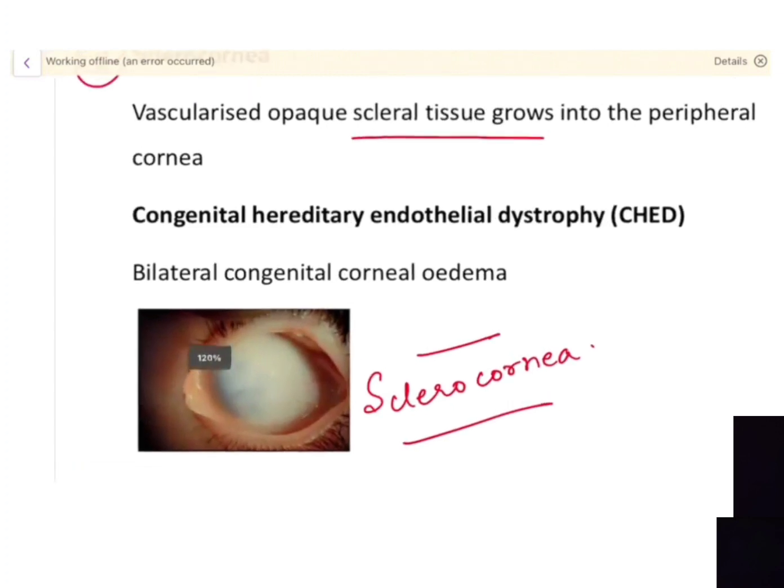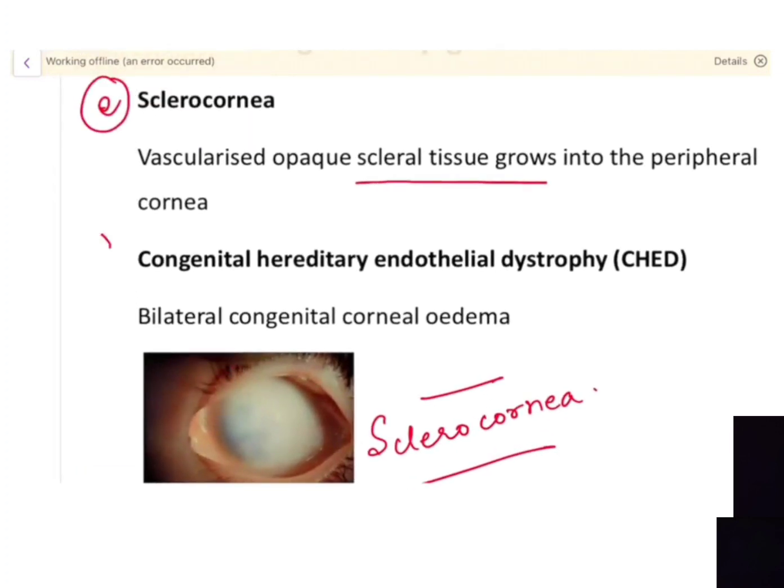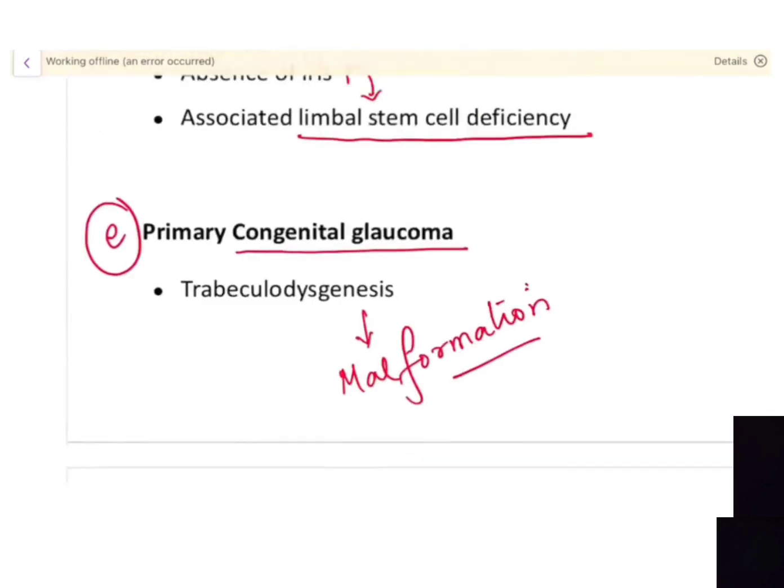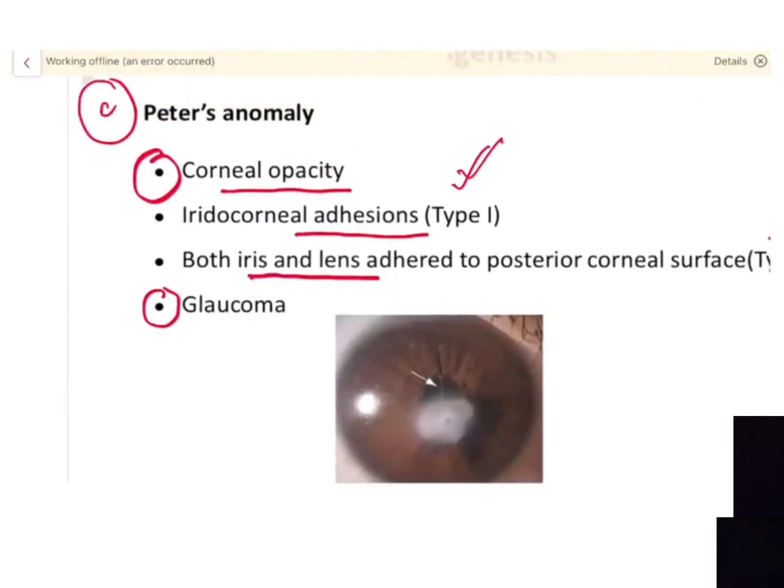Then you have something which is called congenital hereditary endothelial dystrophy, where the endothelium, that is the posterior part of the cornea, is defective and the child is born with bilateral hazy cornea due to corneal edema. So these are mainly the disorders of the anterior segment due to developmental anomaly.